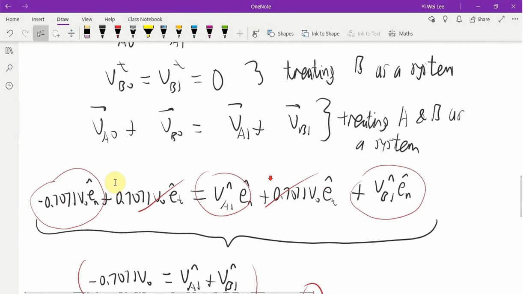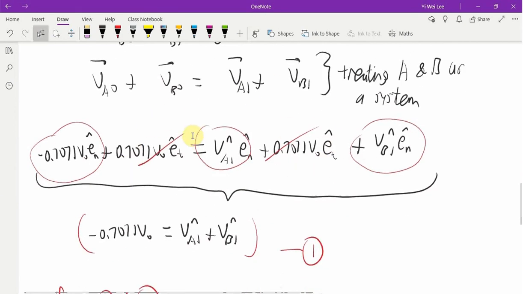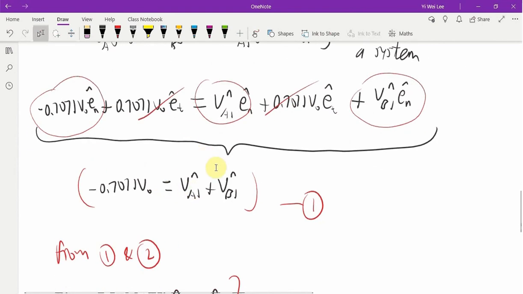Now, from the third equation, we can actually expand by subbing in all the things that we know about VA0, VB0, VA1 and VB1, and we get this equation here. From this equation, we realize that we can cancel these 2 terms, which are the same on the left and right side, and we have another new equation in terms of VA1N and VB1N.